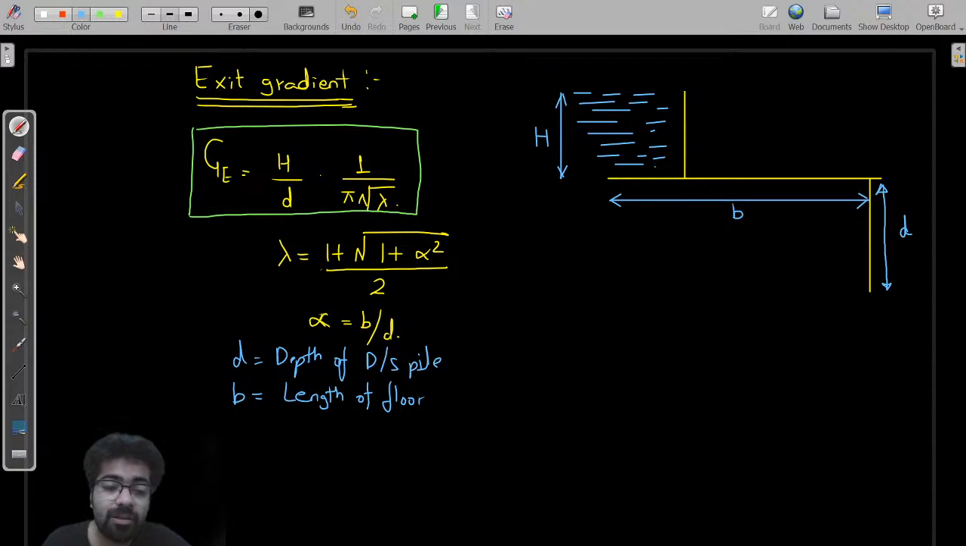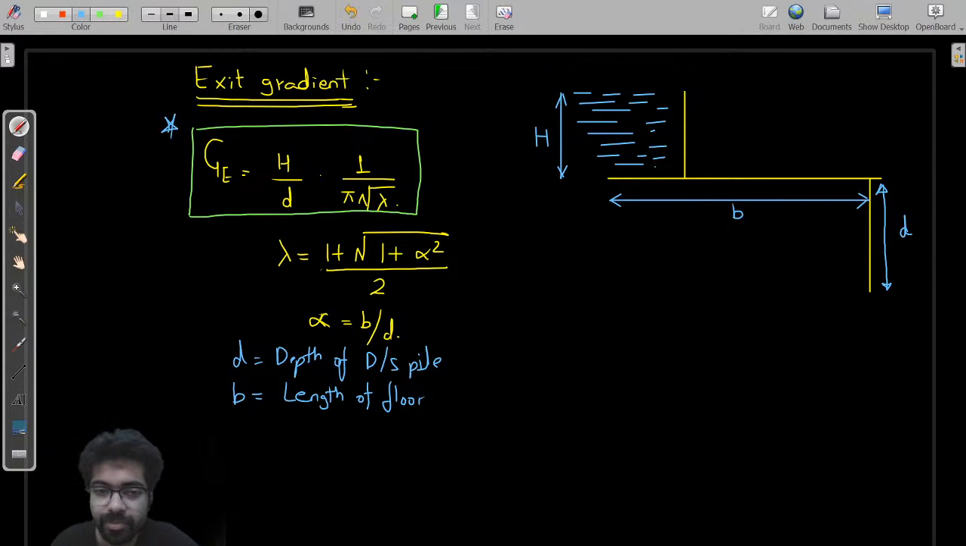Don't worry. So first you will find alpha. Step 1, find alpha. Alpha is nothing but b by d. Then in the second step, put this alpha here and find lambda. Then put this lambda here. Pi you all know, 1 you all know. D is the depth of the downstream pile. H is the head of water stored behind the barrage or weir. You can find and put the values. So this is your exit gradient, a very important formula.